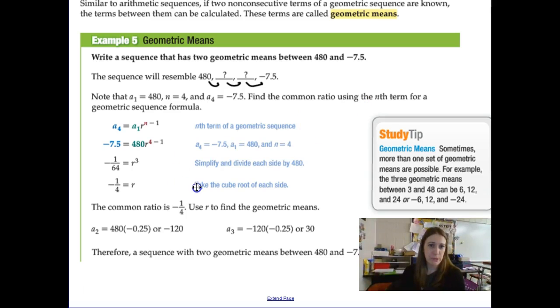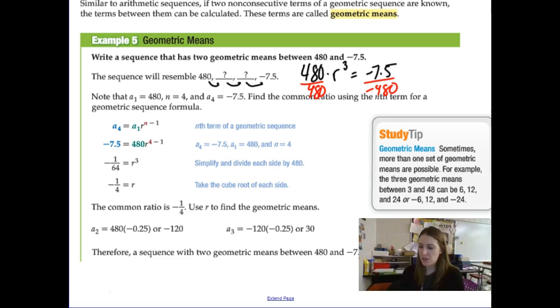They solved it kind of weird. We do this a little differently. This is how your book does it. There's nothing wrong with what your book did, but what we do is we say 480 was multiplied by some common ratio 1, 2, 3 times, and it gave us an answer of -7.5. And then we solve that. So we divide by the 480.